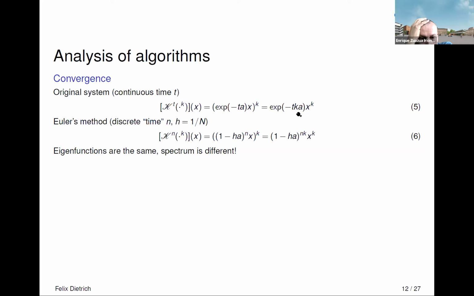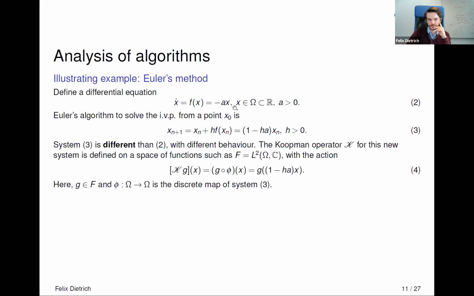And what is the vector field f of x in that case? Minus ax. Okay. So f is a constant linear function, right? Do you know any nonlinear f of x for which you will be able to find eigenfunctions?